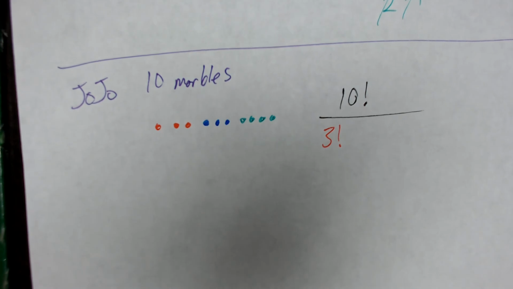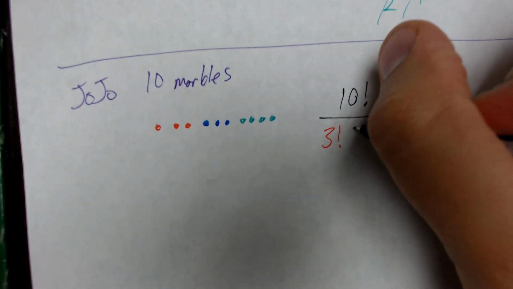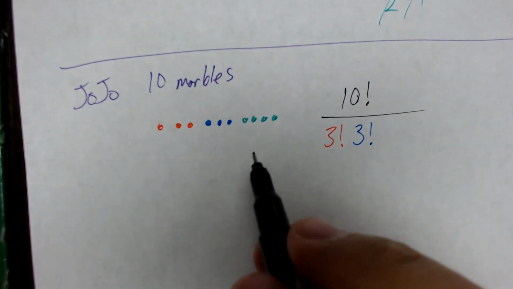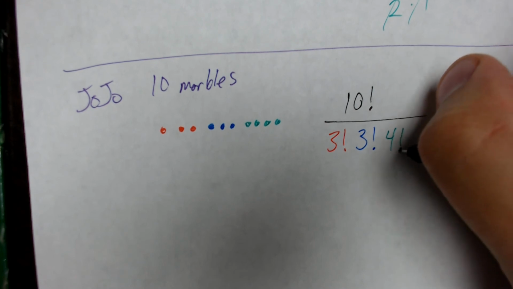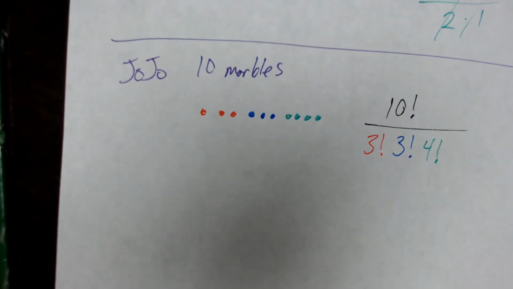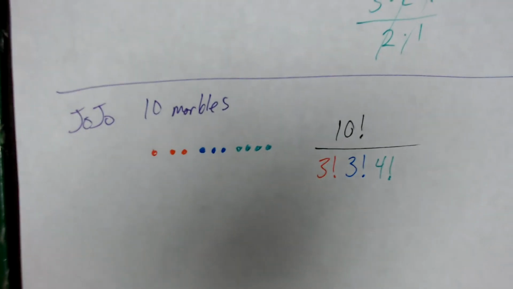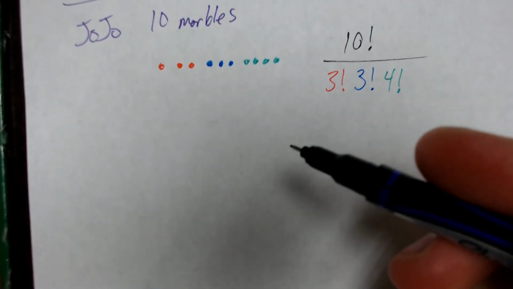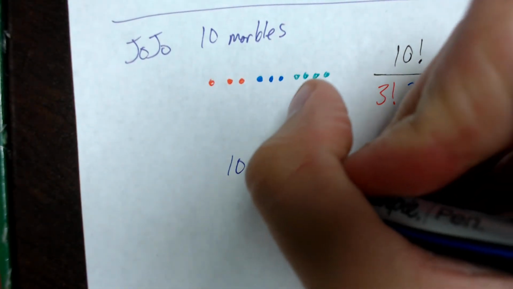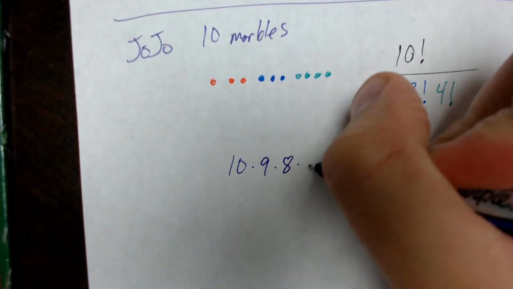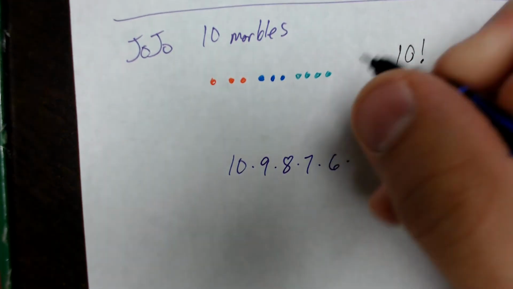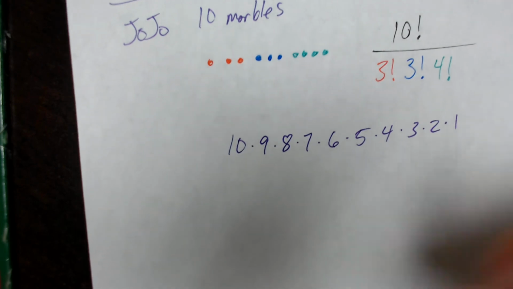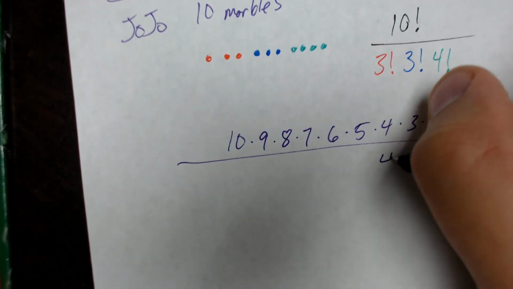That's not the only thing I can't tell the difference between. The blue marbles are also indistinguishable, so 3 factorial for the blue marbles. And then I have 4 green marbles, so 4 factorial for the green marbles. So that's my problem, and all I have to do to solve it is simplify. When we're dealing with bigger numbers, the fastest way is to write out the numerator and the denominator in expanded form, and then put the denominator underneath.